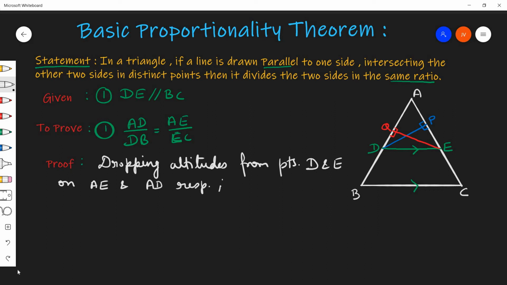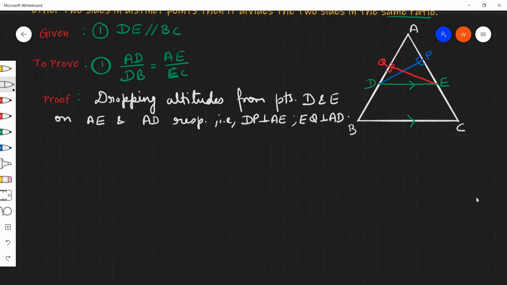such that DP is perpendicular to AE and EQ is perpendicular to AD. With this information, we have to prove the basic proportionality theorem. Other than this construction, we will do one more construction. That is, join DC, then join EB.